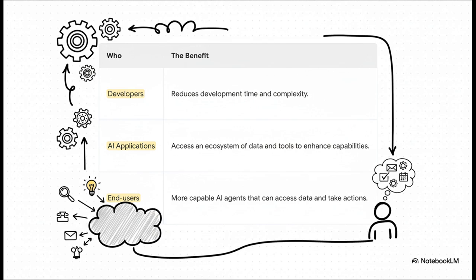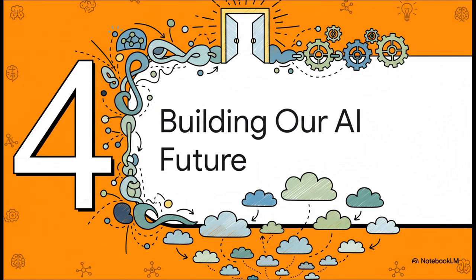We finally get the smart agents we've been promised, ones that can actually see our data and go do things for us. And remember how I said it was open source? That's key. This isn't some secret project being cooked up in a corporate lab somewhere. No, it's being built out in the open for everyone to see and contribute to. The whole goal is to create this massive, collaborative ecosystem that just keeps growing.